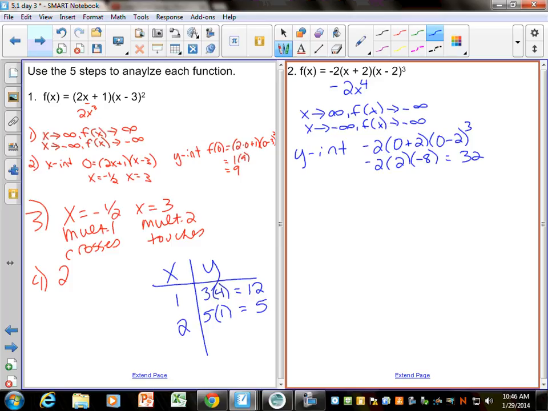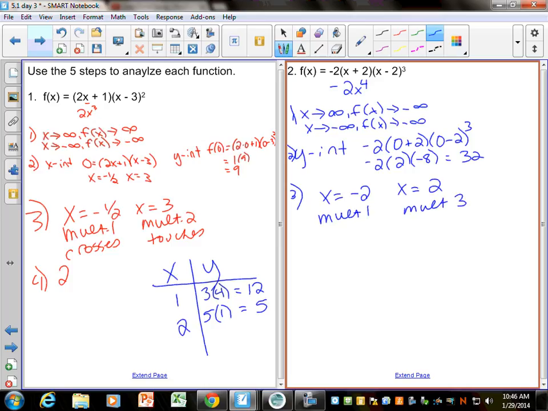Zeros, which is also x-intercept, so this is like step 1. I'm going to say this is step 2. So step 3 are my zeros. I have a 0 at negative 2, and I have a 0 at 2. This one has a multiplicity of 1, which means it just goes through. And this one has a multiplicity of 3.